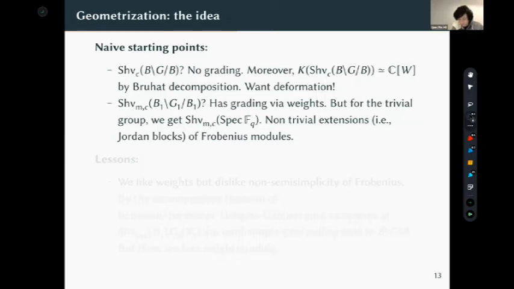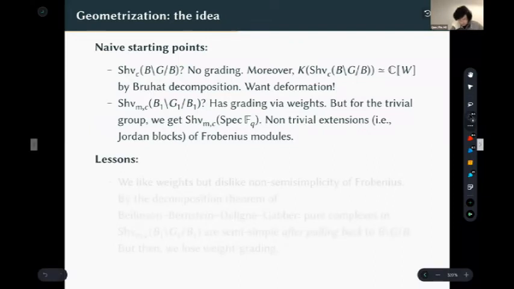But we run into a problem immediately. For the trivial group, we just get this category of constructible mixed sheaves on spec Fq. What we really want is the category of graded vector spaces. And the problem is that we have non-trivial extensions, Jordan blocks of Frobenius modules. Given Q_l with trivial Frobenius action, there's non-trivial extension between them. And this is not what's happening in the category of graded vector spaces. So we have to do something smarter.